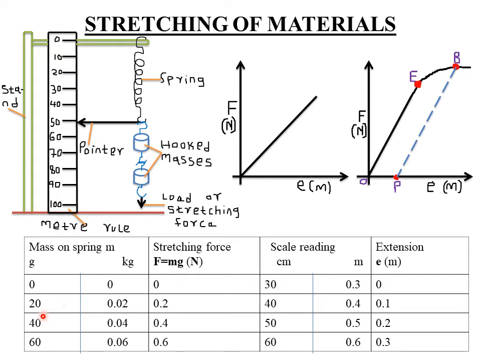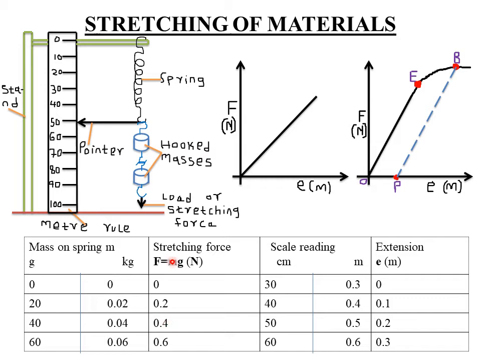In the third step, you add another 20 gram mass. Remember, if this is a 20 gram mass, this is also a 20 gram mass. It means the total mass acting on that particular spring will be 20 gram plus 20 gram, which is 40 gram. Converting 40 gram into kilogram, you obtain 0.04 kilogram. Therefore, the force applied is mass times gravity, so it will be 0.04 times 10, which is gravity, and you obtain 0.4 Newton.